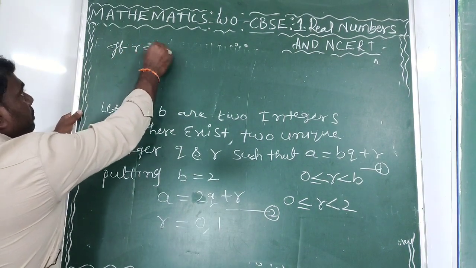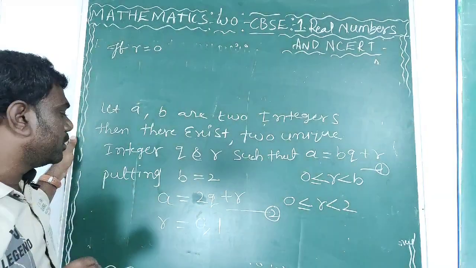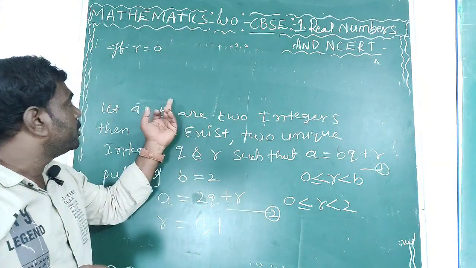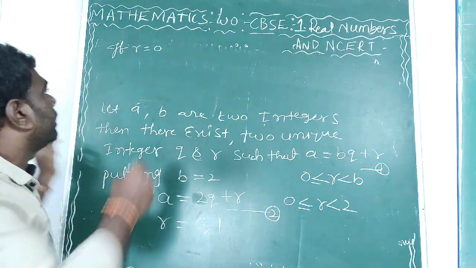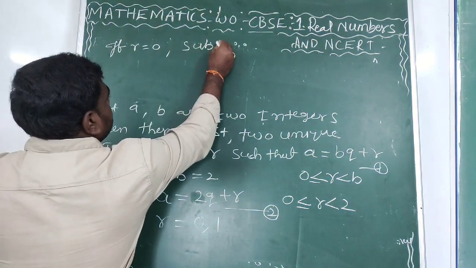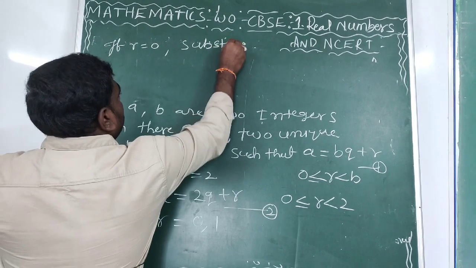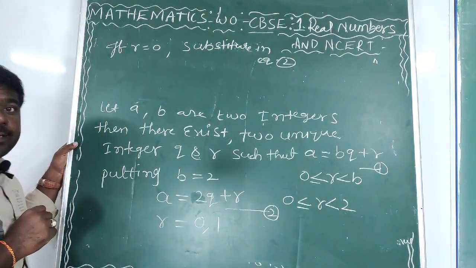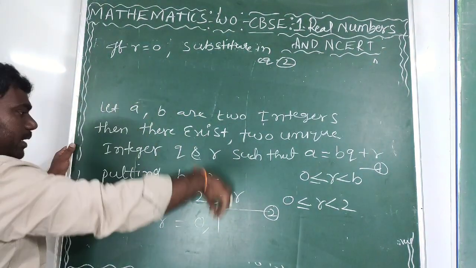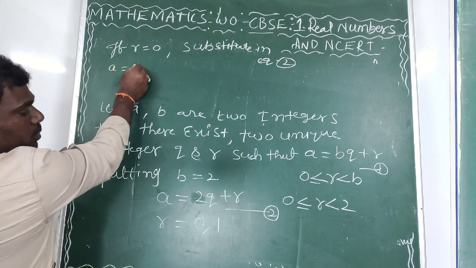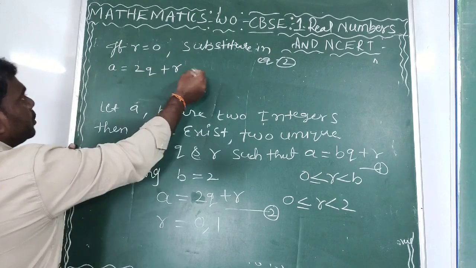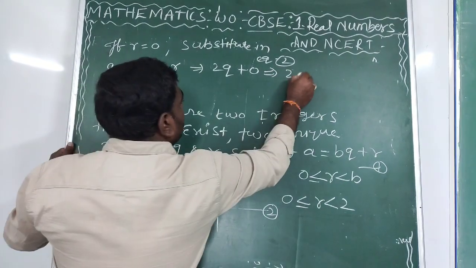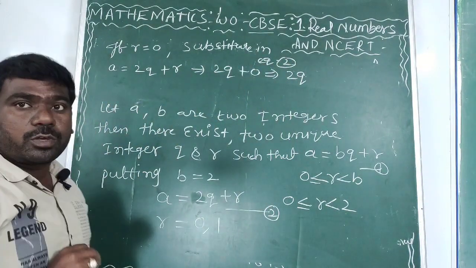Now if r is equal to 0, we have to substitute in the second equation, equation 2. Then what will we get? What is our original equation? A is equal to 2q plus r. If I substitute, what are we going to get? 2q plus 0, which is nothing but 2q.